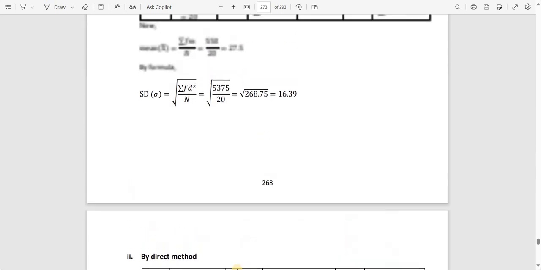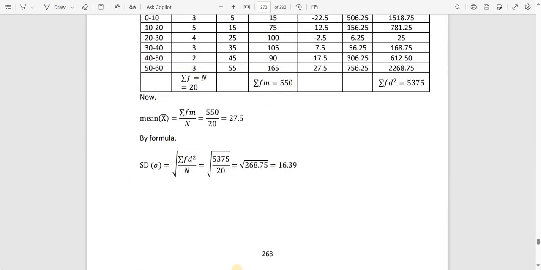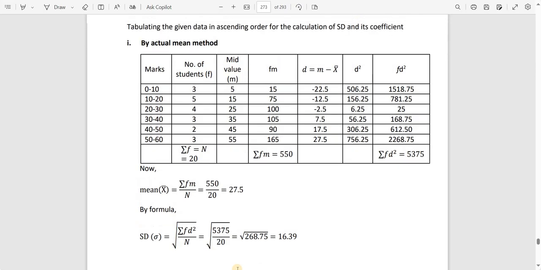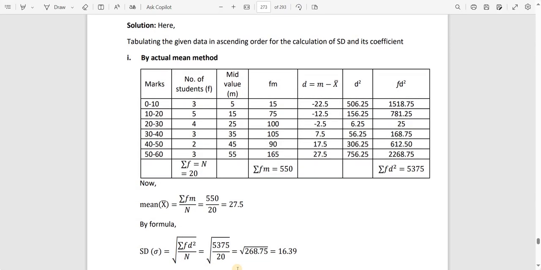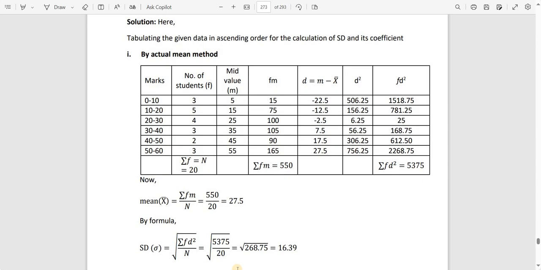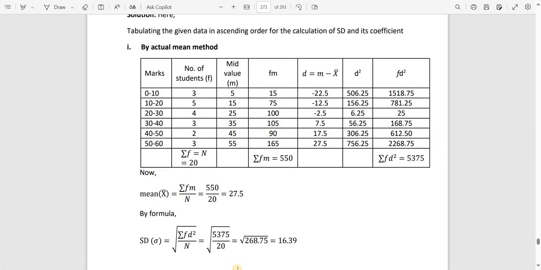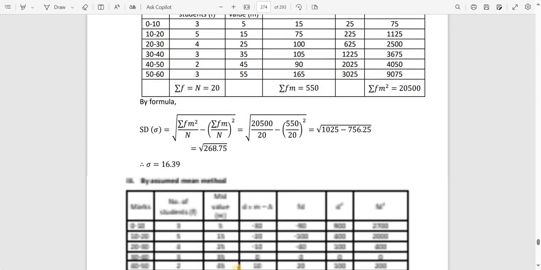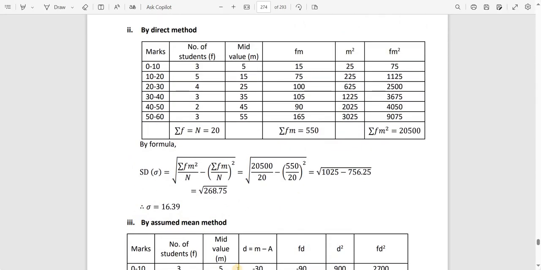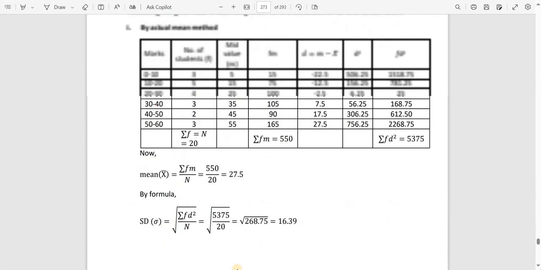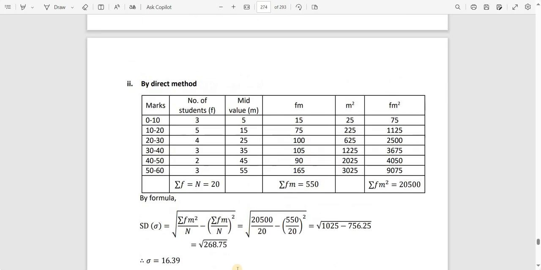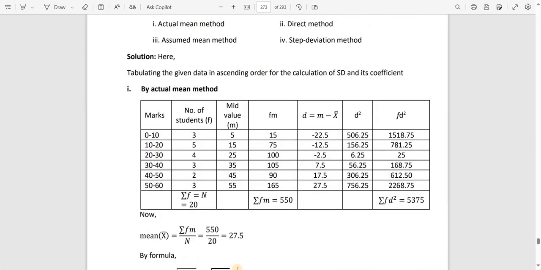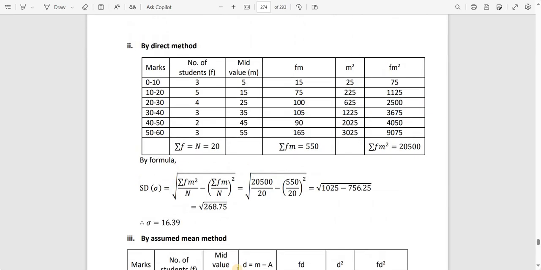So in this way we learn from it. Look at how the actual mean is taken in this example, and if you have any problem, please let us know. Look at how the mid value is taken, how the D's are found from the actual mean, and how it is assumed here. The direct method is also easy. In the direct method we don't evaluate D, but we directly find fm with the mid value, and fm squared like that.